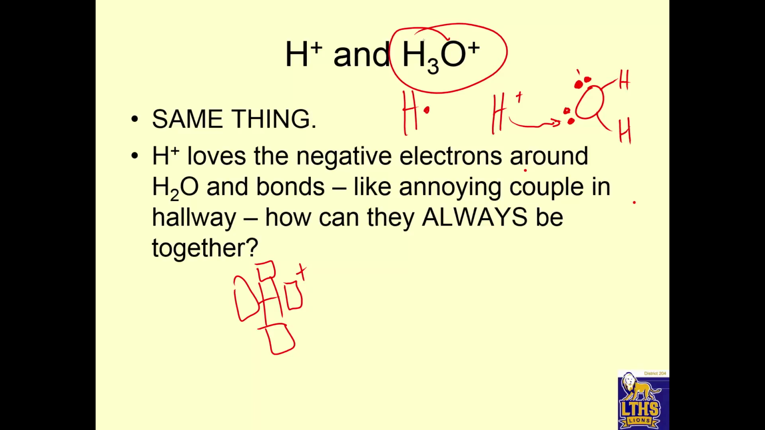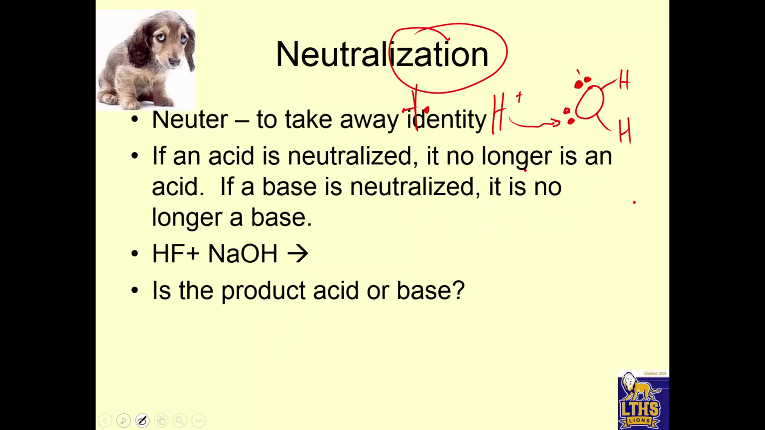So H positive loves negative electrons around water and bonds, like the annoying couple in the hallway. How can they always be together? There's like the stairway that's Makeout Central in high school, and I swear that's where the security guards should be, but I think they just don't want to see it either.